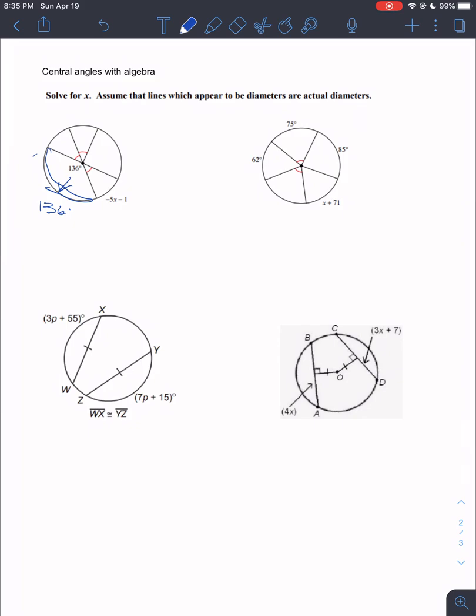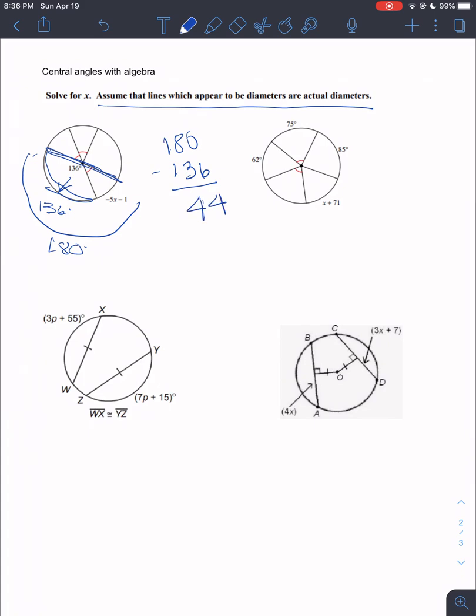This time it tells us to assume lines that appear to be diameters are diameters. So if we can assume that this is the diameter, that means that this is a semicircle and equal to 180 degrees. So what we're going to do, we're going to take 180 minus the 136 that we're given, and it looks like we're going to get, what, 44 degrees? So we know that this arc is 44 degrees.